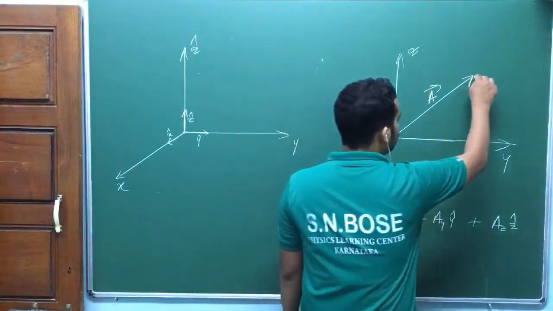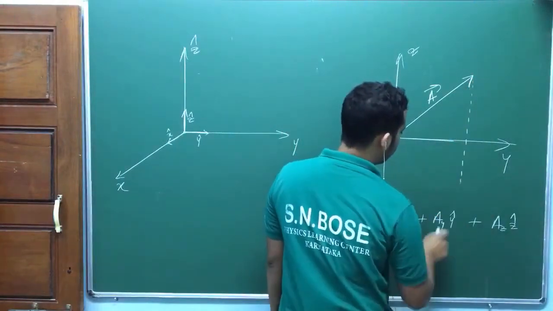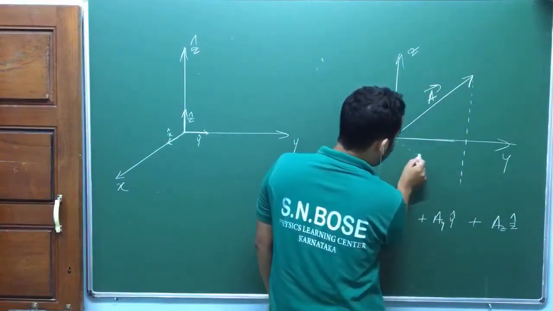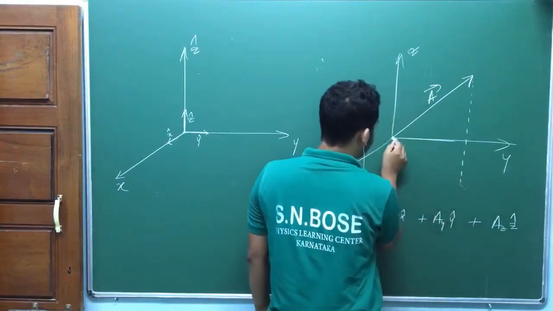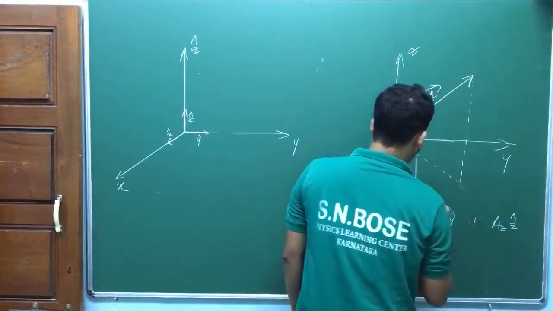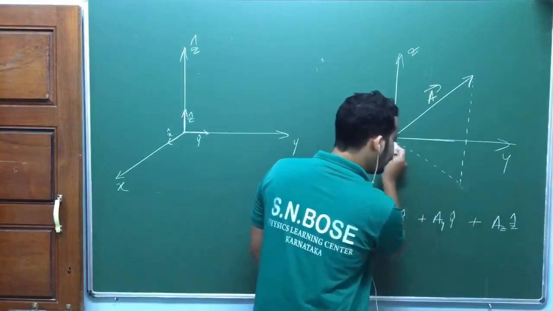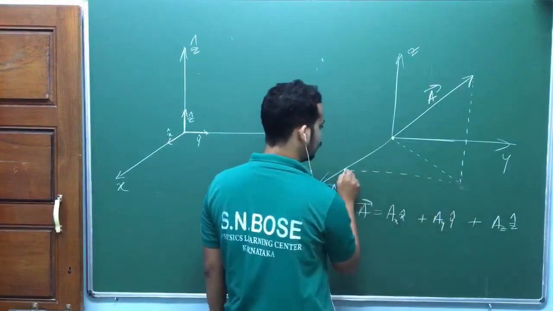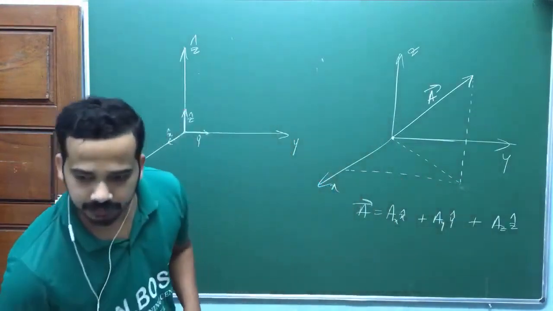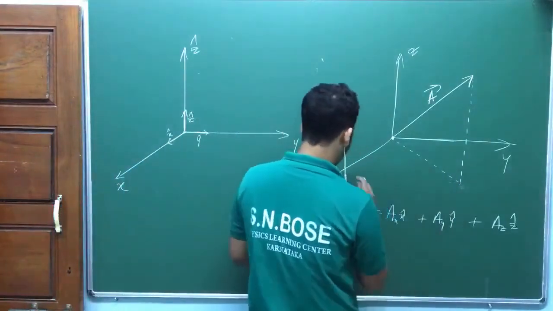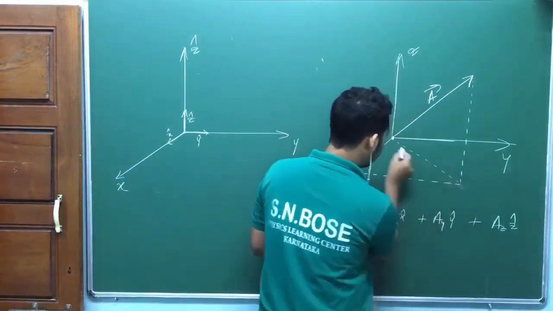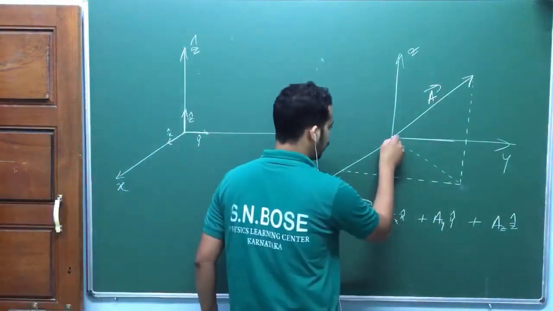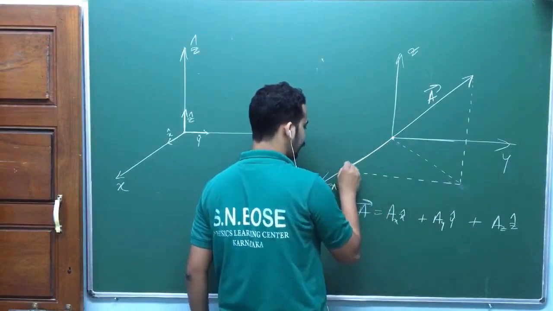Suppose you draw the projection of this vector A on the xy plane, and then you take the projection of this line on the x-axis. Let me draw it like this. Can you imagine that? So the projection of this line on this axis, we call this ax into x cap. This one is ax into x cap.